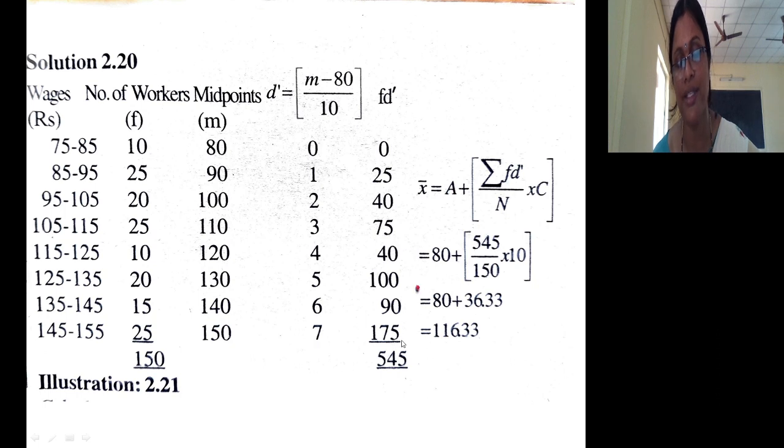Sum of f d dash is 545. Then I applied the step deviation formula. X bar is equal to A plus summation f d dash divided by N, into C. C means class width. So I arrived at the answer as 116.33, the average wage payable to workers. So this is all about how to calculate arithmetic mean when the series is given in terms of more than series.